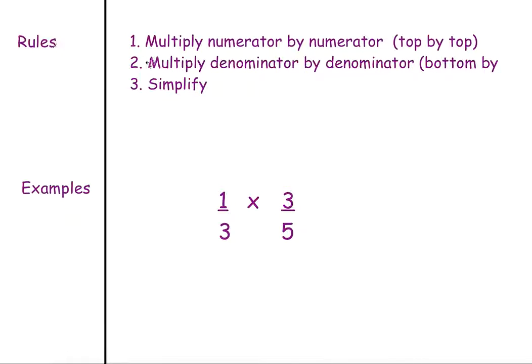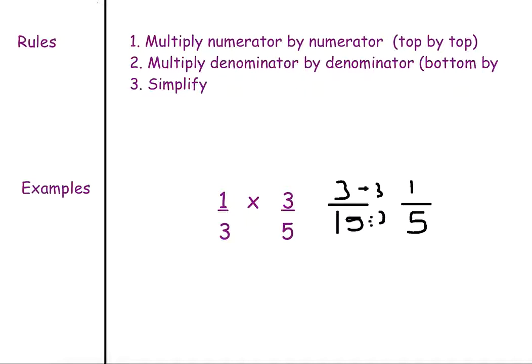The rules go like this. You multiply the numerator by the numerator, and then you multiply the denominator by the denominator, and then simplify. So an example would be 1 times 3 is 3. 3 times 5 is 15. Now I can simplify that. Divide by 3, divide by 3, and you get 1/5.